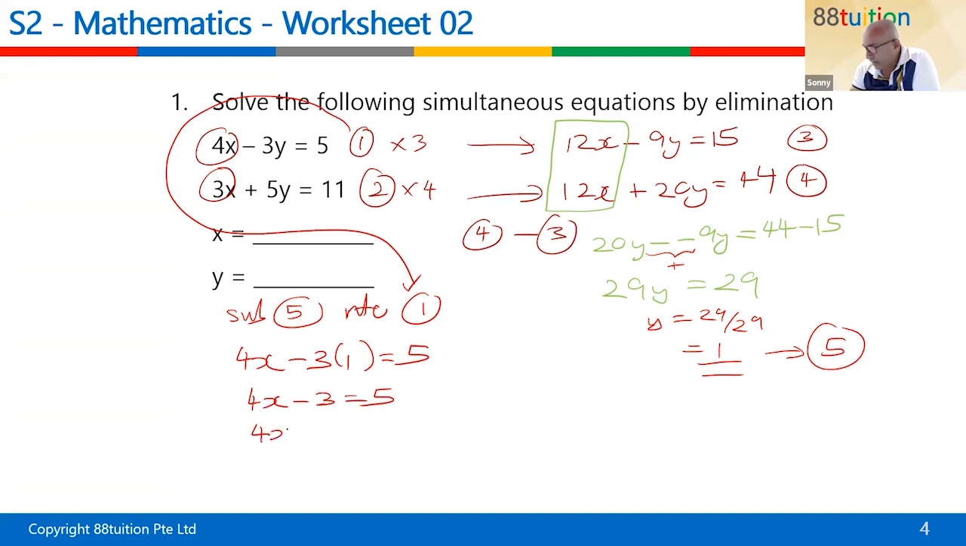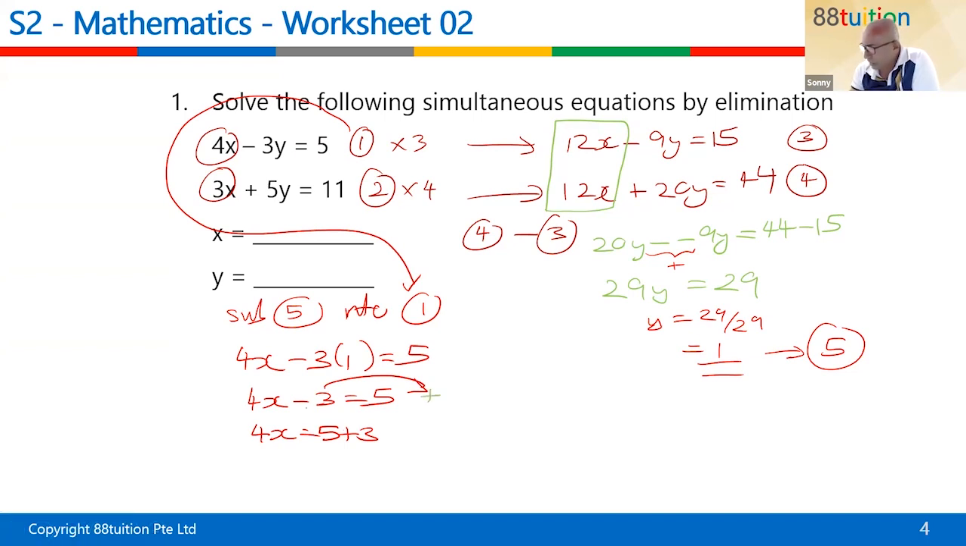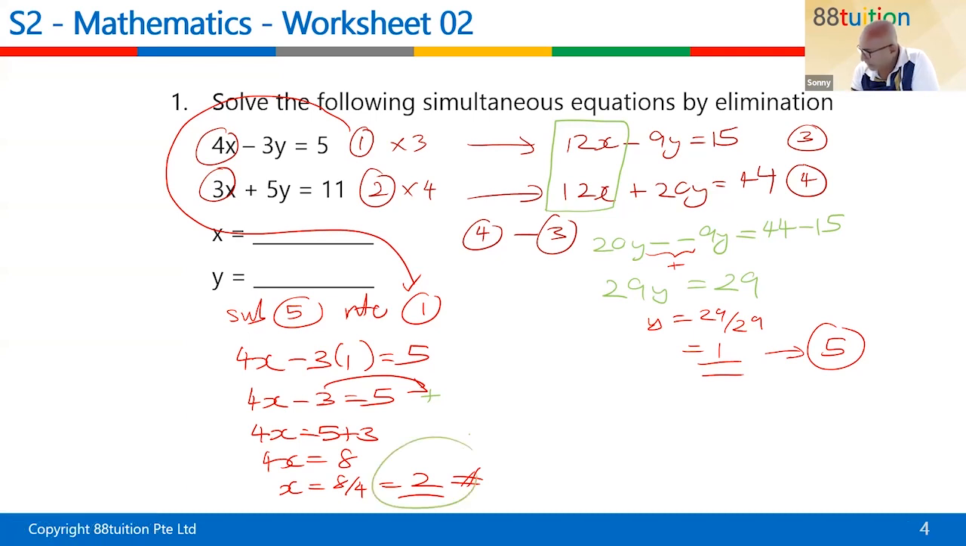Therefore, 4x equals 5 plus 3. You bring it over. When you do that, it becomes negative, right? And that's why you get plus 3. Okay? So at this point, 4x equals 8. Therefore, x equals 8 divided by 4, which gives you 2. There you go. This is the answer.